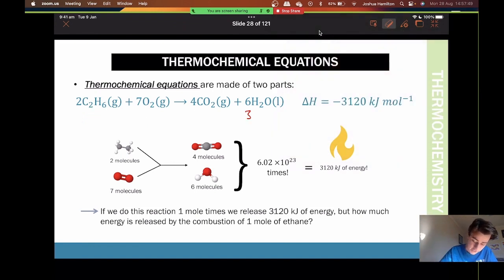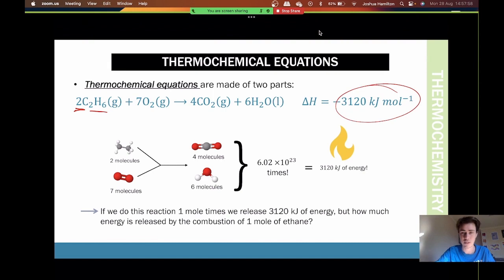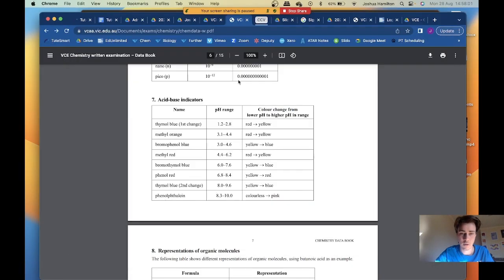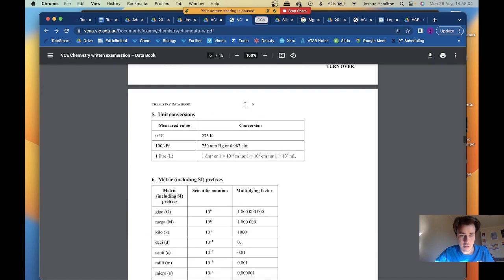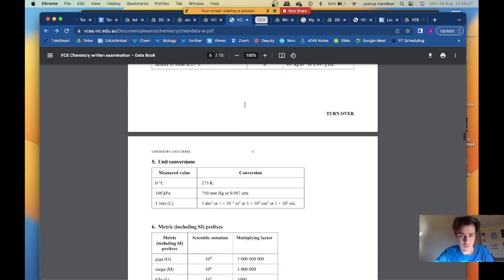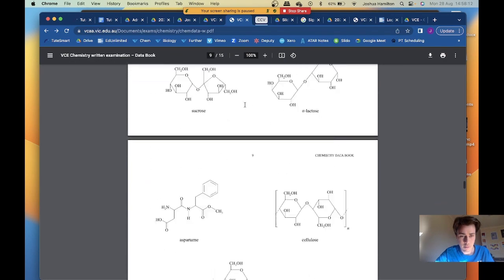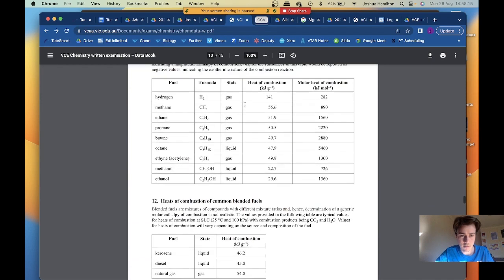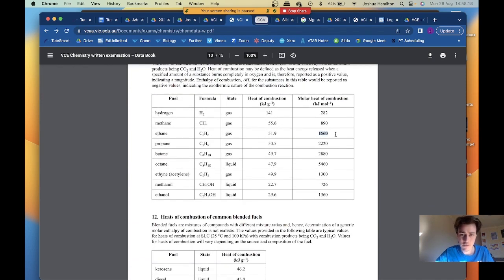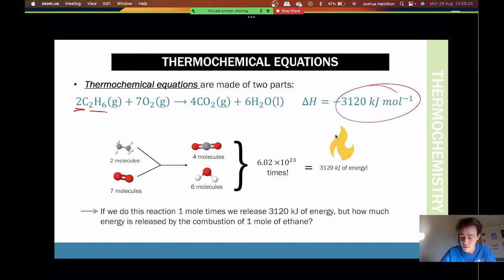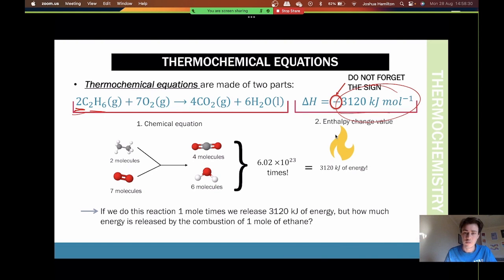In this question as well, when the fuel is doubled, the delta H needs to be doubled, which it is. If you go into your data booklet and find the fuels, a bit further down, and find ethane, ethane is 1560 kilojoules per mole. What I've got on my screen here is double that. So this has been doubled because the fuel has been doubled. So important. Don't forget your sign.